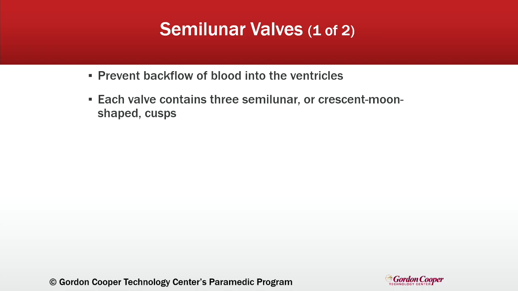Now let's talk about the semilunar valves. So these valves make sure blood doesn't flow back into the ventricles once it's been pumped out. So basically they're there to prevent any backflow and keep everything moving in the right direction. Now, each of these semilunar valves has 3 cusps, which are shaped like little crescent moons, hence the name semilunar. So we'll go a little more into detail on that, but just remember, they're key players in keeping the blood flowing smoothly out of the heart.